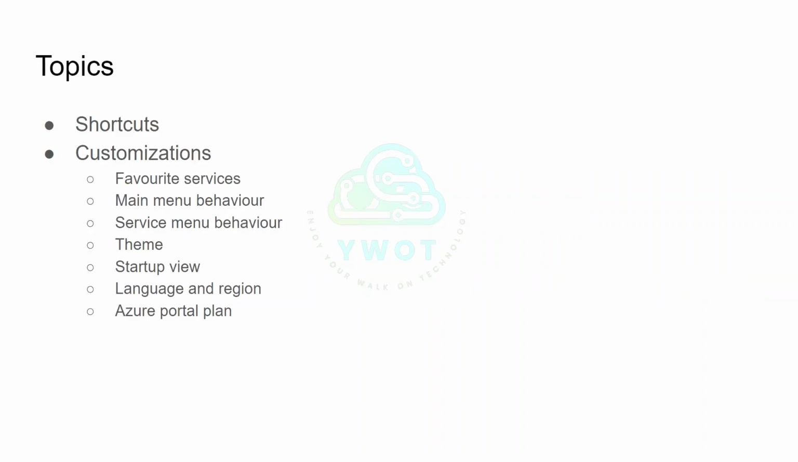The topics we are going to talk about are shortcuts in the Azure portal and customizations in the Azure portal. About customizations, we are going to talk about favorite services, the behavior of the main menu, the behavior of the service menu, the theme we can use in the Azure portal, the startup view, language and region, and the Azure portal plan.